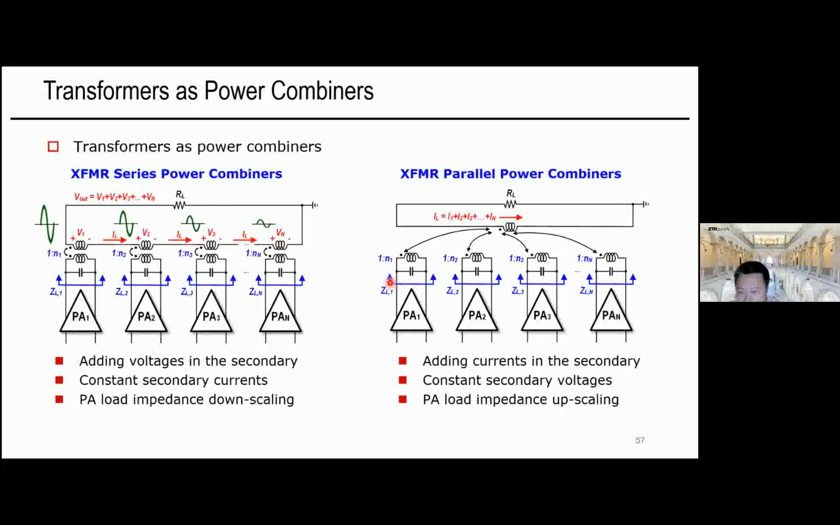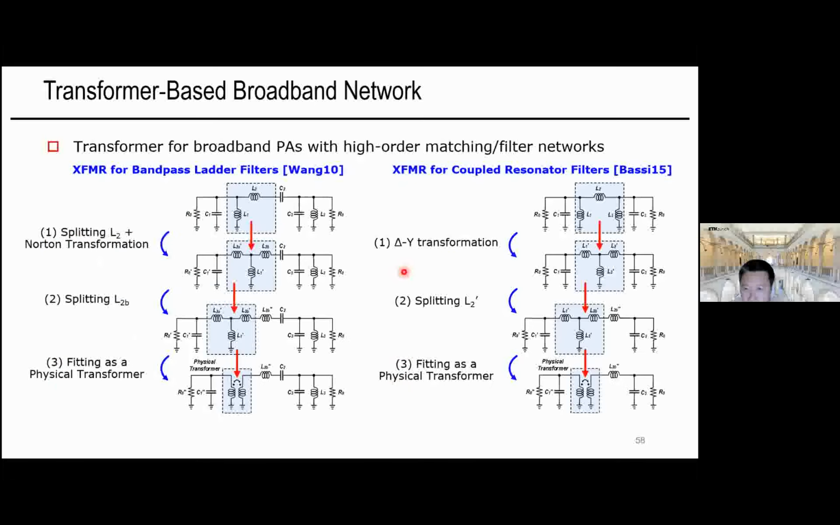In addition, there has been research work on using hybrid series and parallel power combining to achieve optimal performance for the power combining, and this has been reported as well. In addition, transformers can be used to build broadband and high order matching networks for wideband PAs, and I'm showing 2 popular examples.